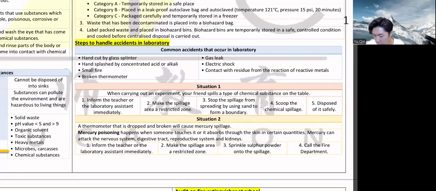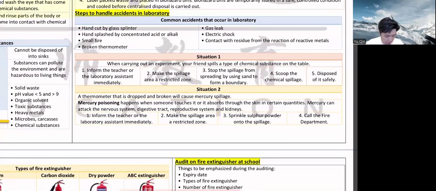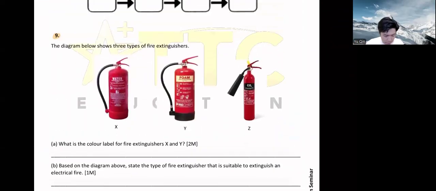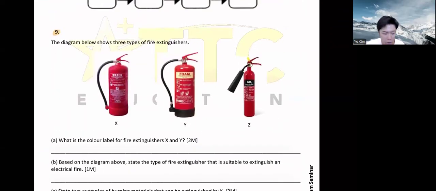Okay, good. All right. Then let's see, what do we have next? Okay, the next one will be fire extinguisher.